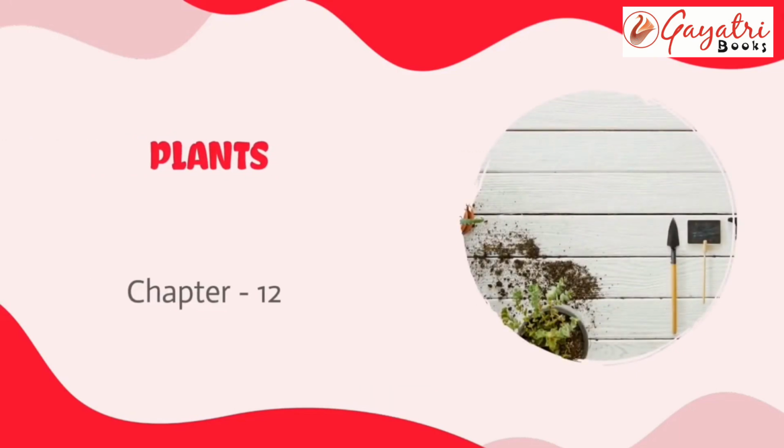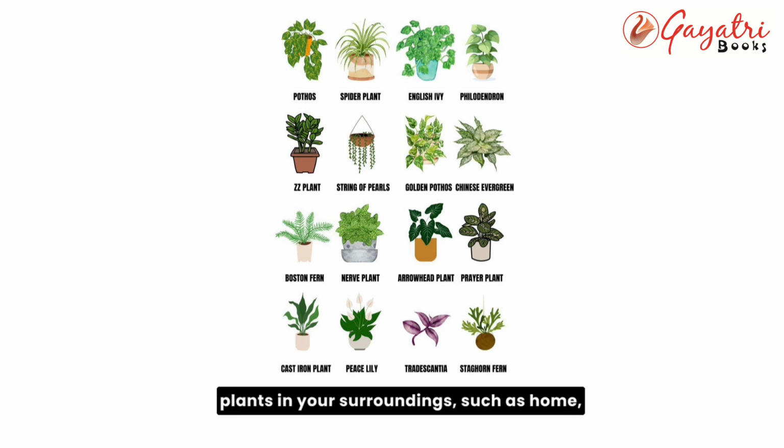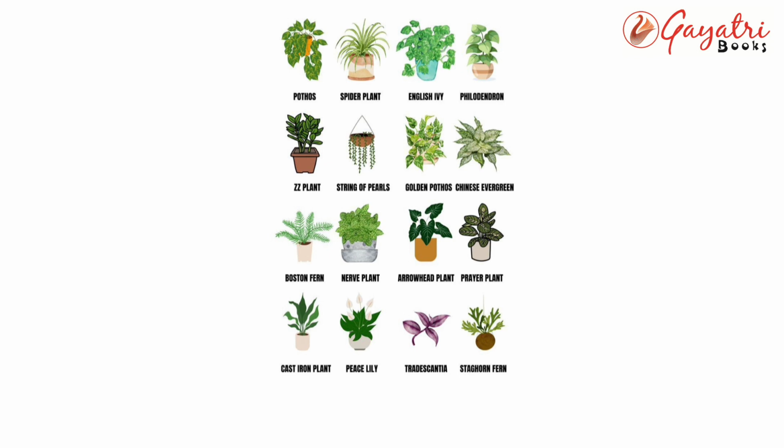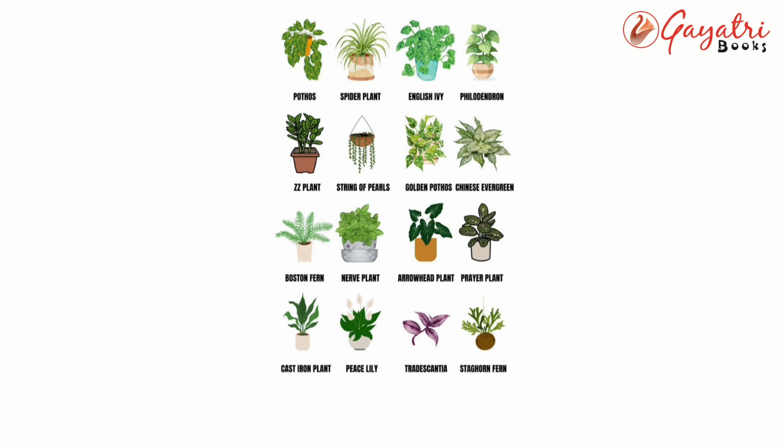Plants. You must have seen various kinds of plants in your surroundings, such as home, in school, in your neighborhood, etc. You must have noticed that plants are of different shapes and sizes. A plant has many parts. Each part performs a different function.